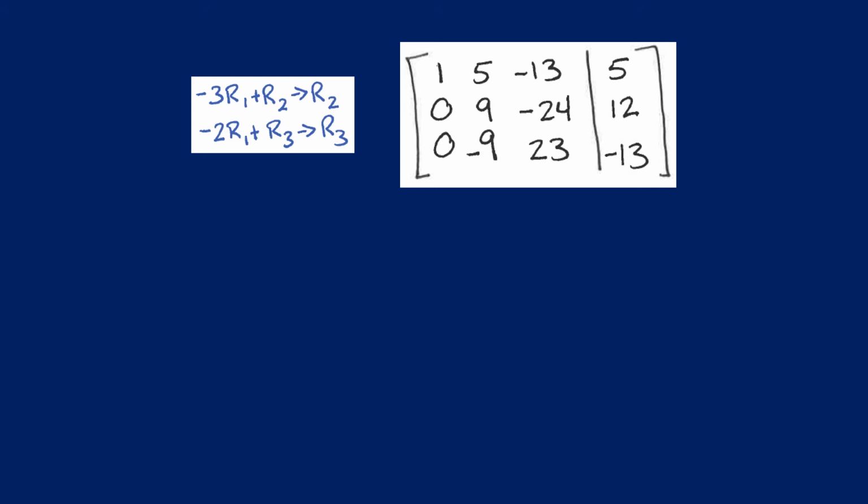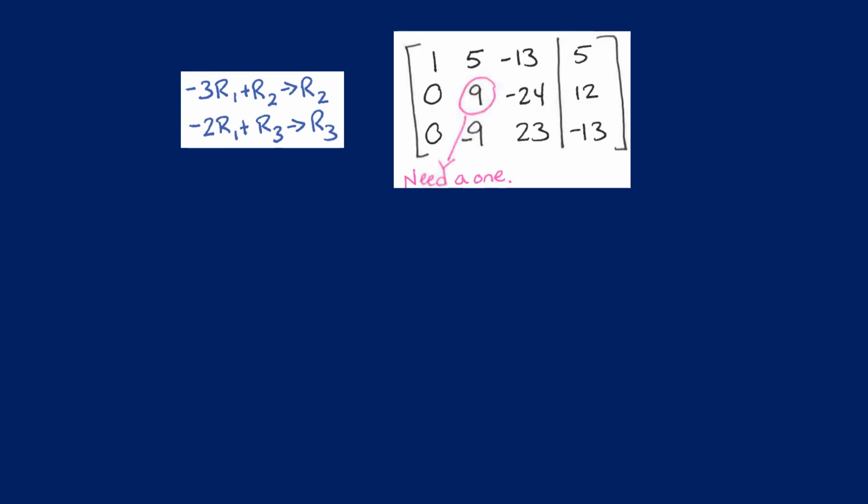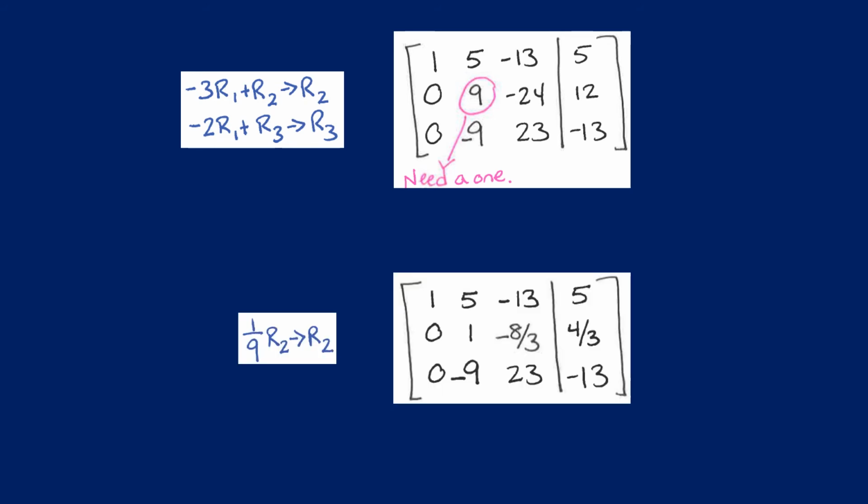So now let's move to row 2. The first non-zero element needs to be a 1. So that means we need to change that 9 to a 1. And when we need a 1, we multiply by the reciprocal. So we're going to use the command 1/9 R2 to get a new row 2 that is 0, 1. Negative 24 over 9 reduces to negative 8 over 3. I always recommend reducing your fractions if you have them. And 12 over 9 reduces to 4/3.